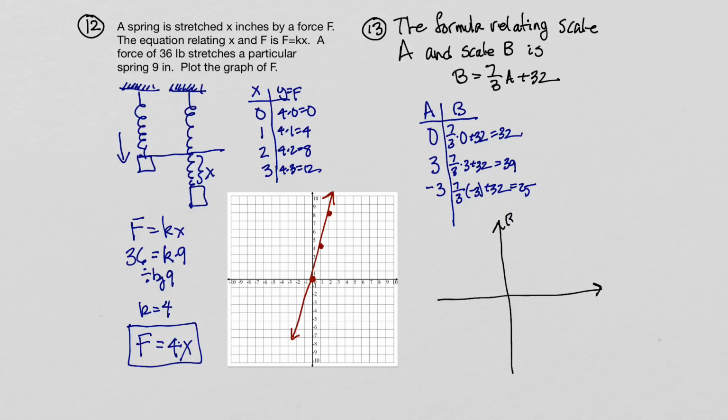All right, so here's B, here's A, and at 0, we're at 32. Now, at 0, here's the origin. I'm just going to put a 32 here someplace. Maybe that's 32. And then if I go to the right 3, then we're up at 39. So that's going to be a little bit higher than the 32. And then if I go to the right 3, we're at 25. Now I'm going to go up to 25. That's going to be a little lower than the 32.